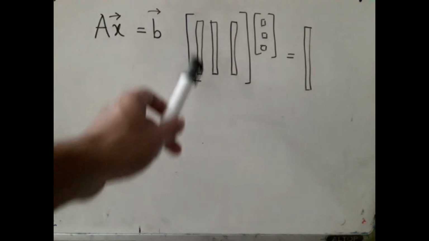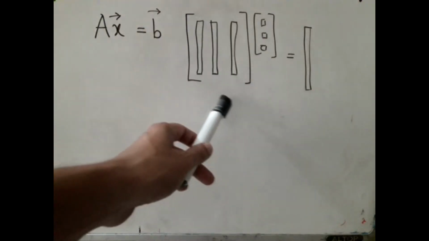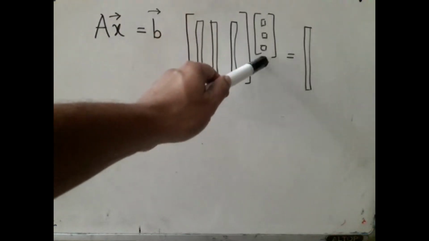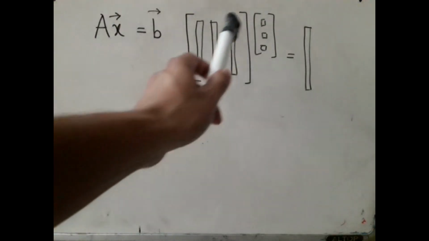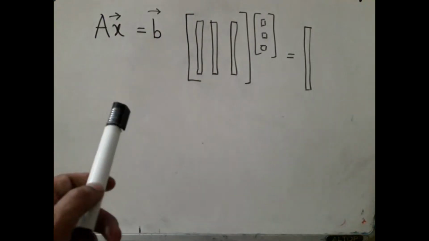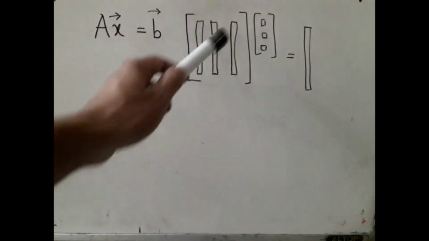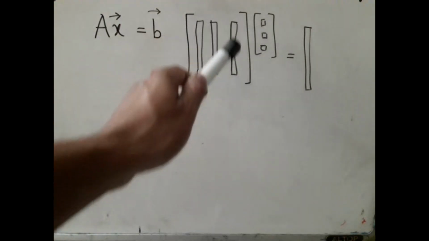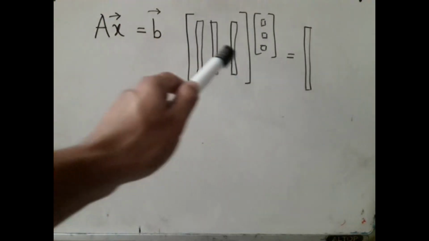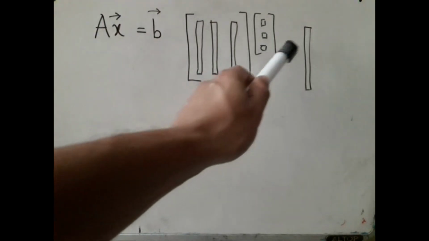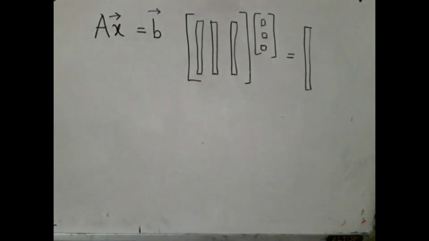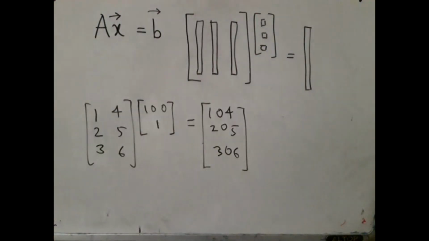Think of A as a collection of columns. In my example, I have taken 3 columns and x consists of 3 numbers. In that case, when you do the matrix multiplication, it is the same as multiplying the first column by the first number, the second column by the second number, and the third column by the third number, and that linear combination is actually equal to the right hand side. You might like to do the computation yourself with this example.